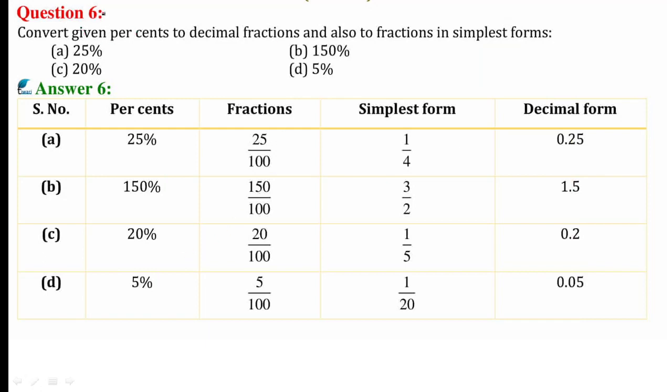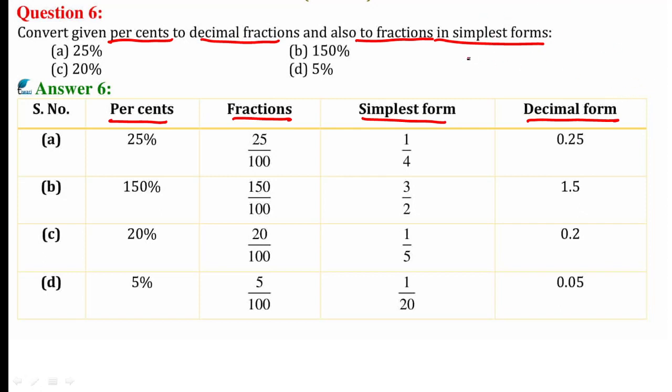So question number 6 is: convert the given percentage to a decimal fraction and also to a fraction in simplest form. First of all, we will write the percentage, then the fraction, then the simplest form, and then the decimal form. We have to convert this percentage into these three forms.